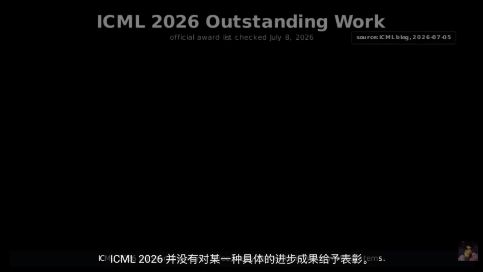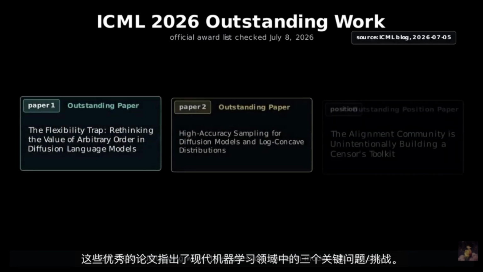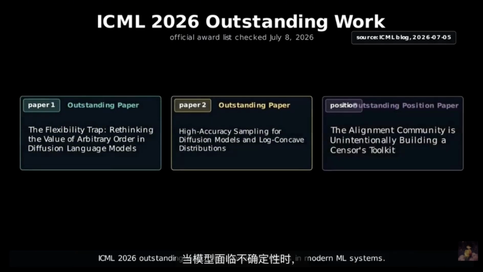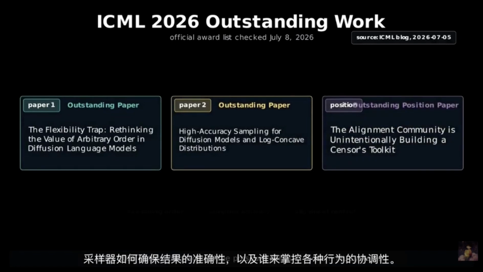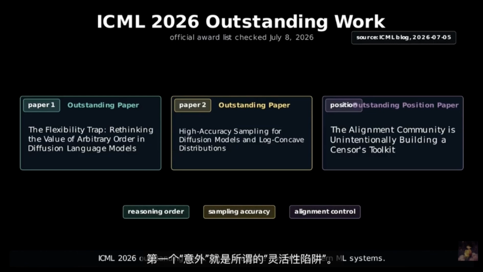ICML 2026 did not reward one kind of progress. The outstanding papers point to 3 pressure points in modern machine learning: where a model faces uncertainty, how a sampler pays for accuracy, and who gets to control aligned behavior. The first surprise is the flexibility trap.